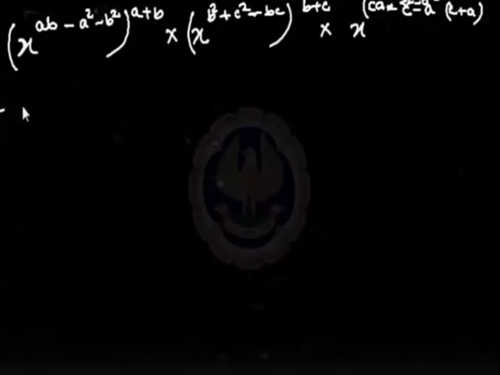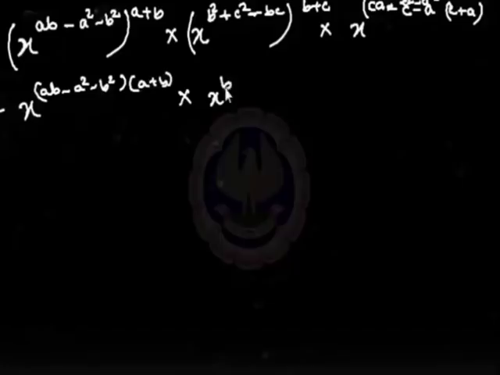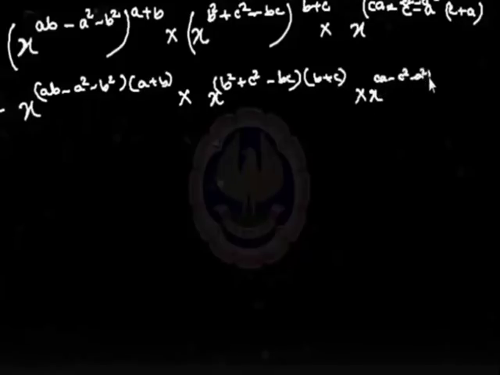I'll just write this step again. This comes to x to the power ab minus a square minus b square, whole into a plus b, into x to the power b square plus c square minus bc, whole into b plus c, into x to the power ca minus c square minus a square into c plus a. Now please see this. I wrote this step again so that you can see a similarity and compare this to some algebraic formula that you are aware of.